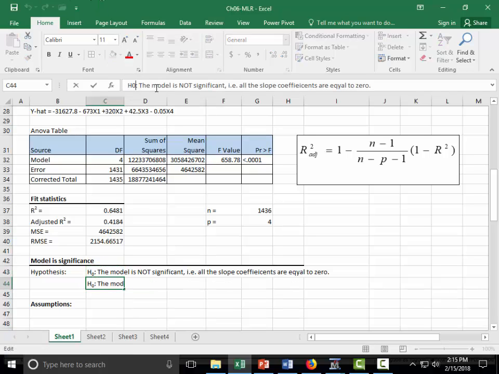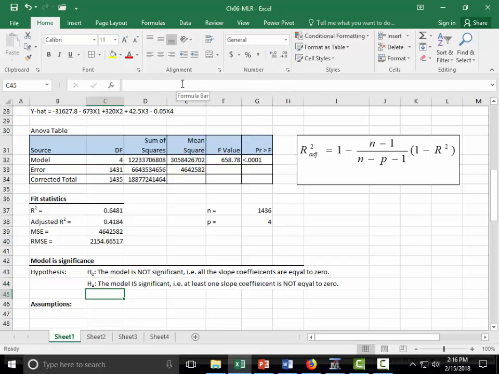The alternative hypothesis is the model is significant, and that is at least one slope coefficient is not equal to 0. So that's our hypothesis for significance of the regression model.